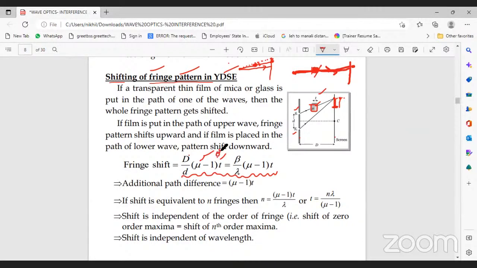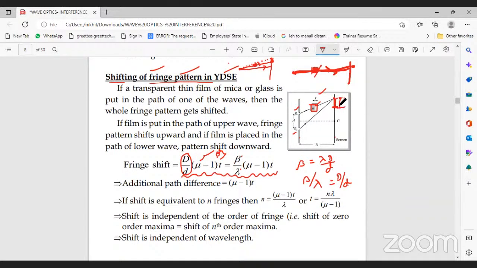Or you can also write the same formula in terms of beta by lambda into mu minus 1 into T, because beta is nothing but lambda capital D by small d. So what is capital D by small d from this equation? It is beta by lambda. So capital D by small d can be replaced by beta by lambda. You can remember these two formulas to find this shift.